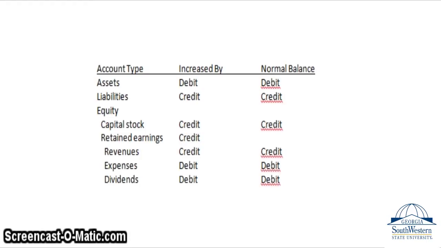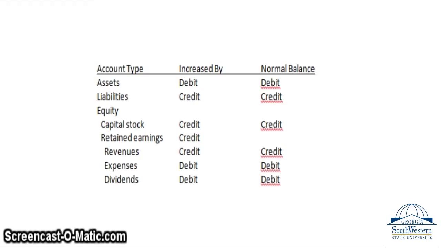Okay? For the equity accounts, again, they're not all the same. Capital stock is increased by credit. Retained earnings, that specific account, because remember, revenues and expenses and dividends flow into retained earnings. Retained earnings itself is an account. So that specific account is increased by credit. Revenues are also increased by credits. And that makes sense because revenues, we said, increase retained earnings, so they act in the same manner. But expenses and dividends decrease retained earnings, so they're the opposite. They are increased by debits.